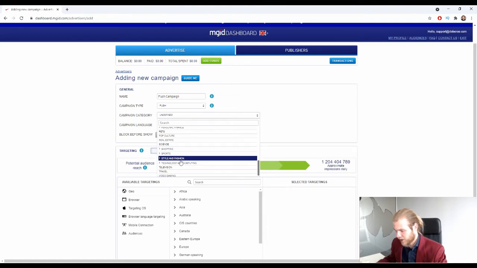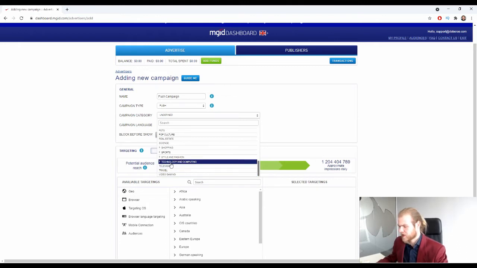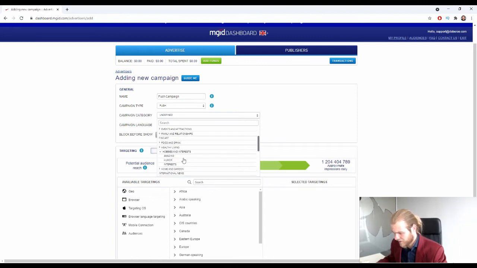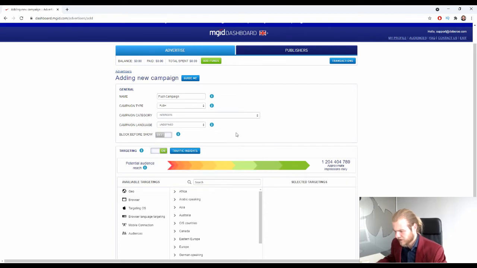It doesn't matter too much what kind of category you do. I think it's mostly important for MGID for their stats. But maybe it's important for your stats as well. I would just fill this in as good and honest as you can. Let's just say hobbies and interests. Oh, we have to unfold it. Let's just do it under... we're just going to do it under interests, all right?